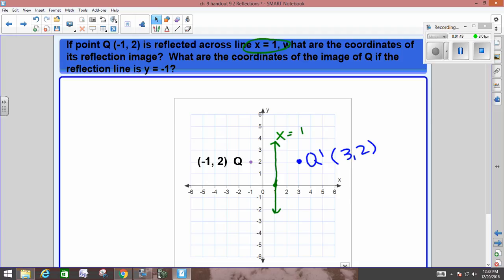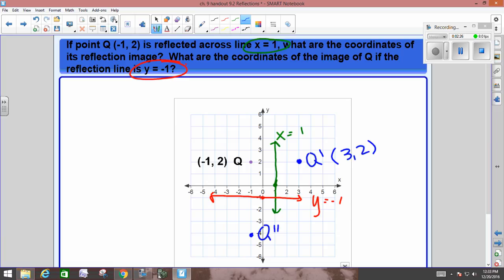There are 2 parts to this. What are the coordinates of Q if I reflect it across the line y equals -1? Well, y equals -1 is right down here. So will it be a vertical line or a horizontal line? Horizontal line. So now I want to take point Q in quadrant 2 and reflect it down below the red line. Again, you're just counting how far away it is from it. 1, 2, 3. So then go 3 more. 1, 2, 3. I'm going to call this point Q double prime.